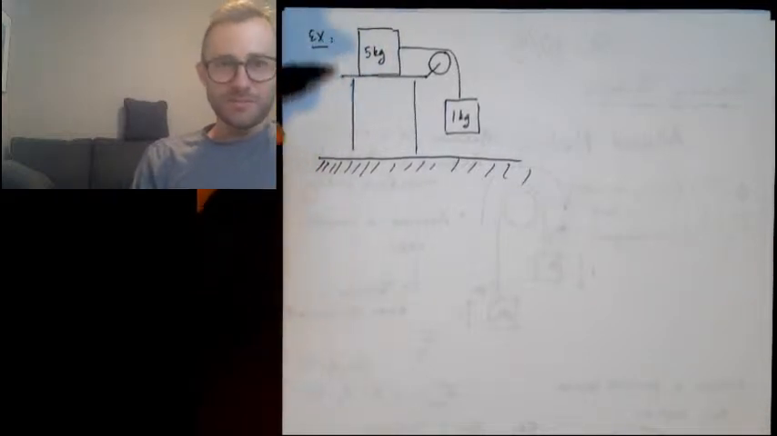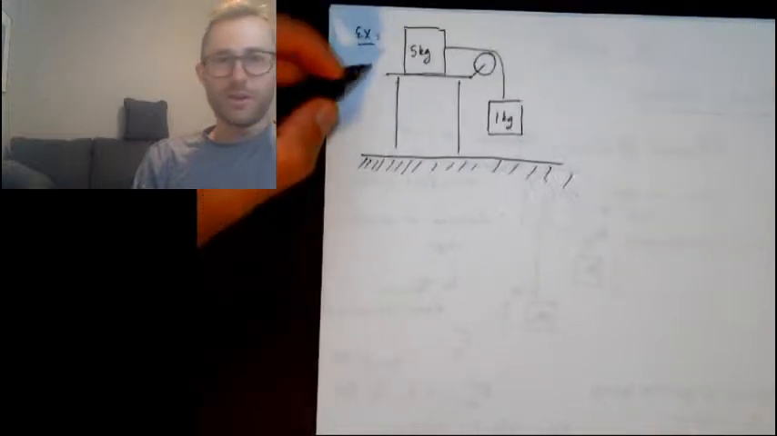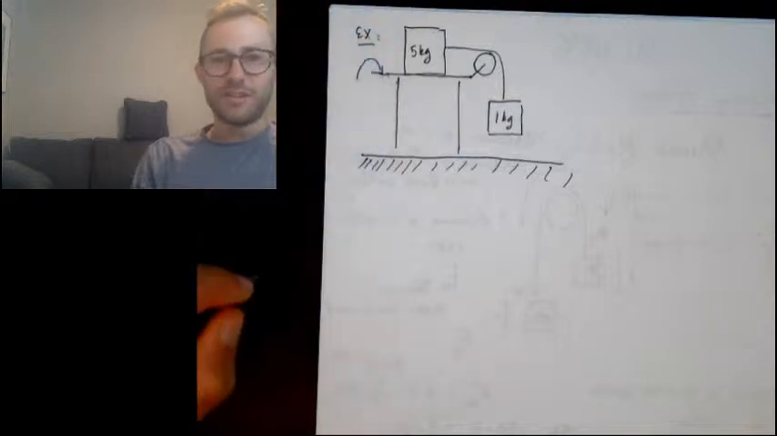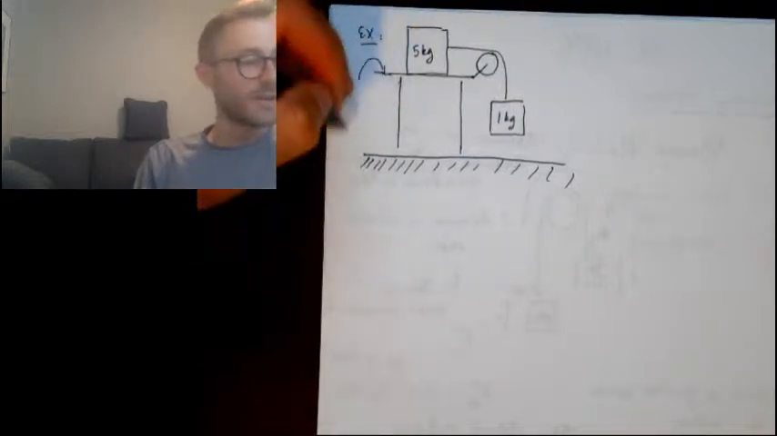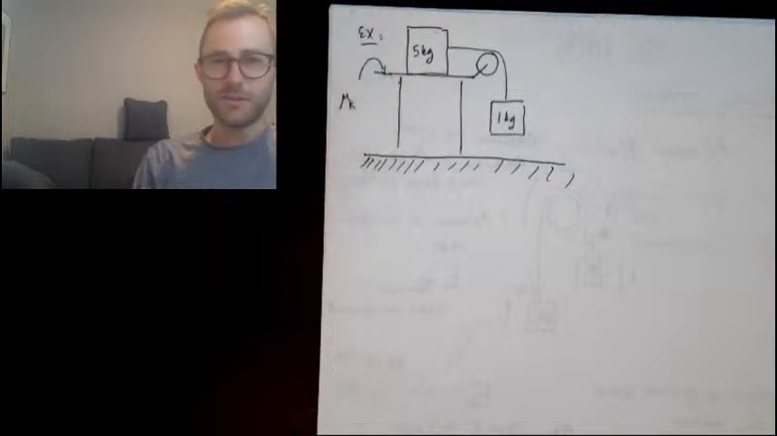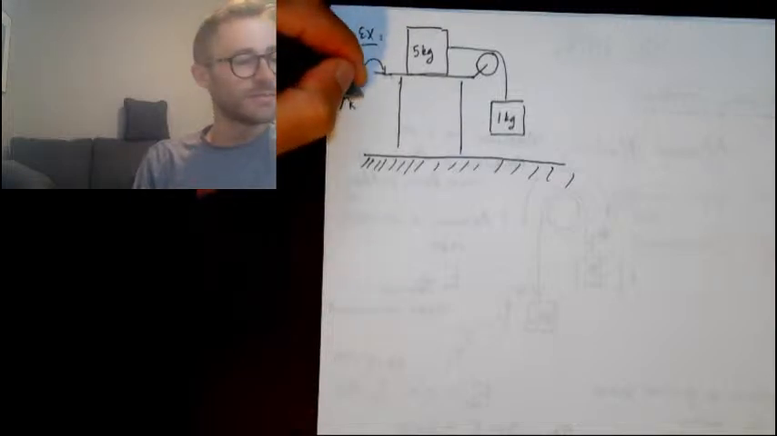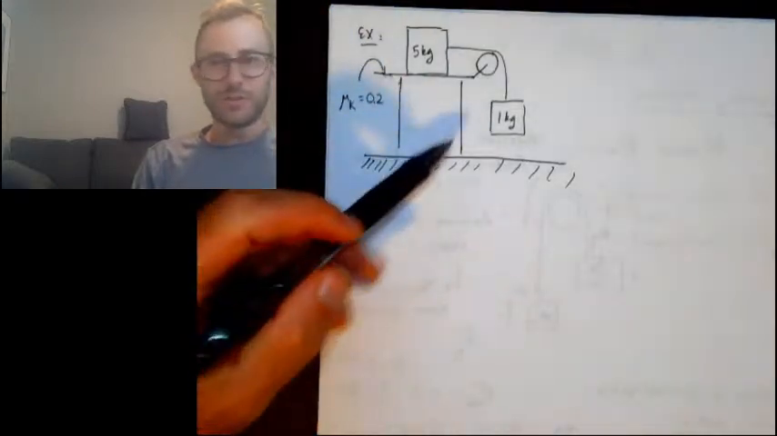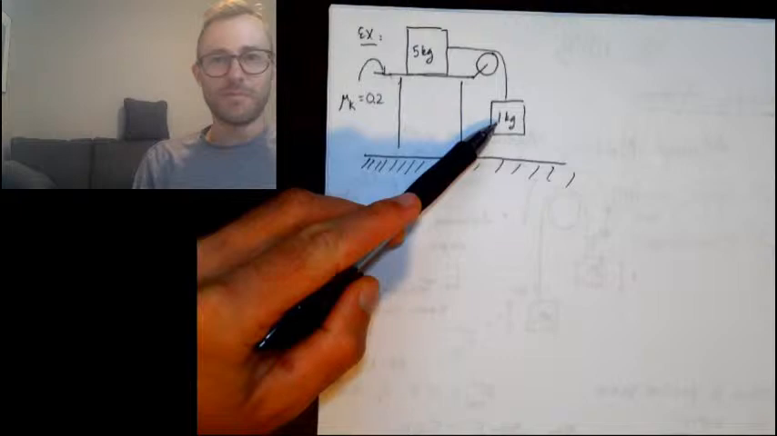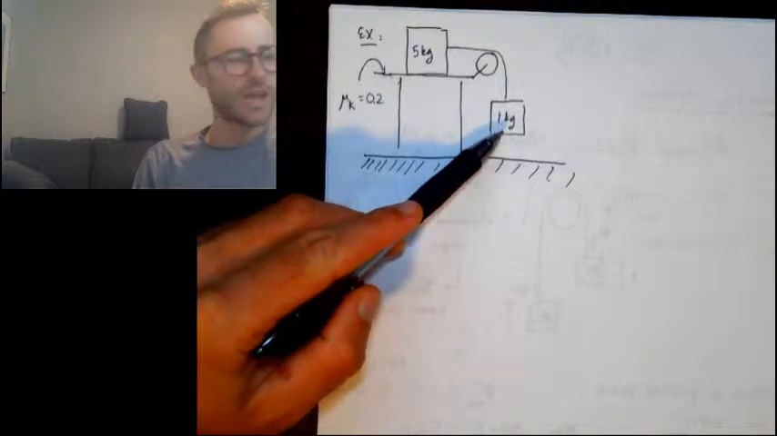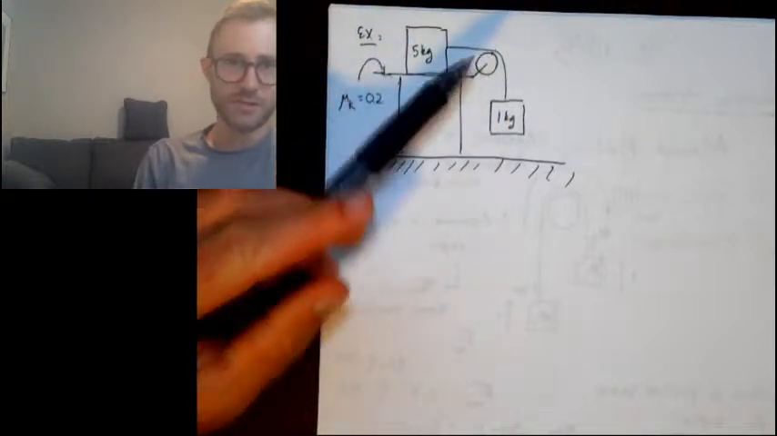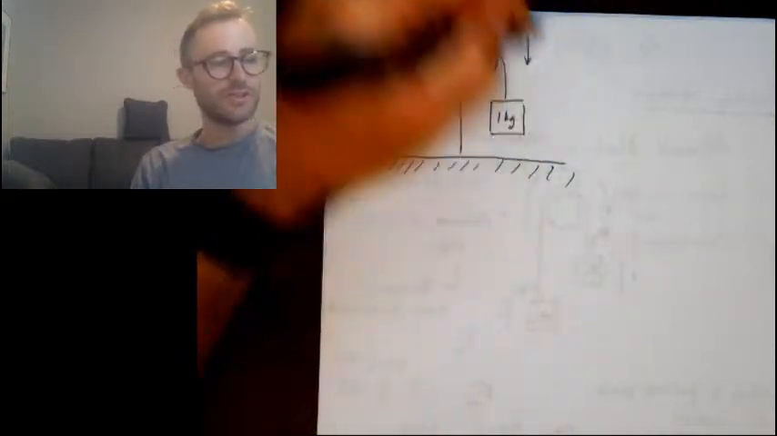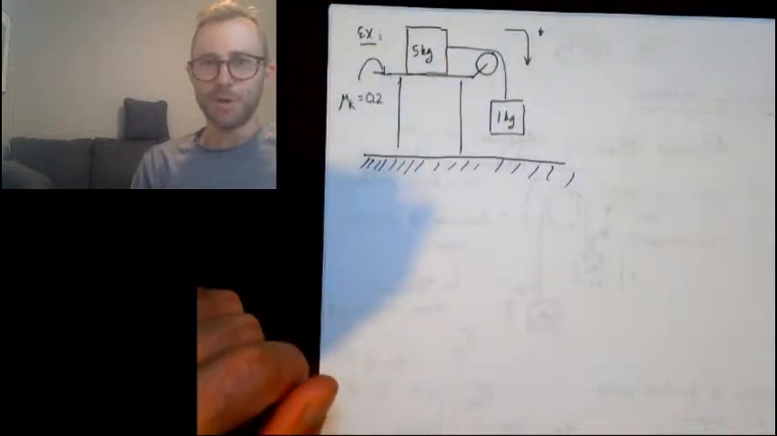So, anyways, we are going to have that there's a coefficient of friction, okay? We'll say that the coefficient of kinetic friction is 0.2, okay? And so we're going to assume that the 1 kilogram mass is heavy enough to pull the 5 kilogram mass across the table, okay? So we're going to call this sense the positive direction, all right?